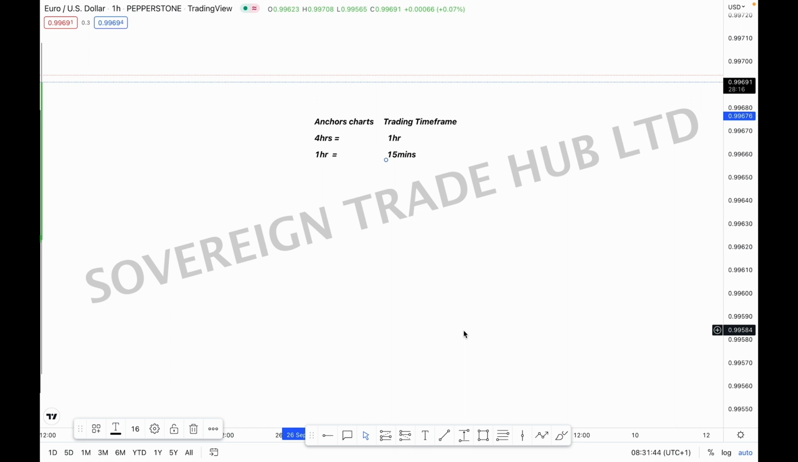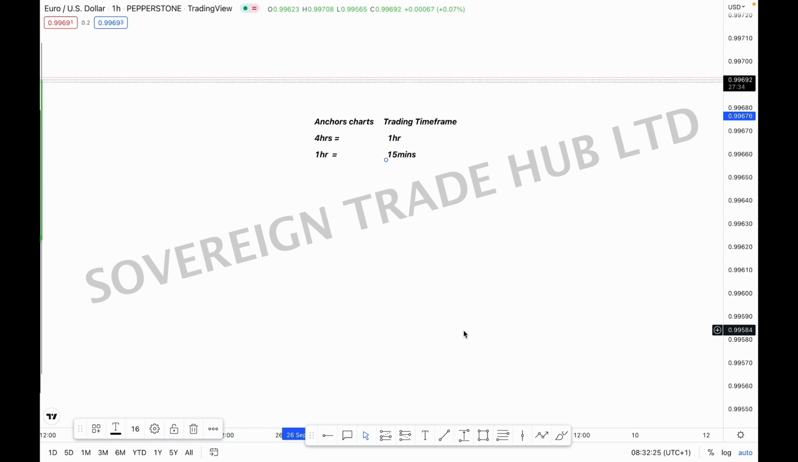Let me put it this way. If on the 4 hours, which is my anchor chart, the market is bullish, when I go to my trading time frame, which is my 1 hour, I should take trades that align with the bullish bias of the market. Now, on the 1 hour, if the existing bias or order flow in the market is bearish, then when I go to my trading time frame, which is the 15 minutes, I should be taking trades in line with the existing order flow on the 1 hour.